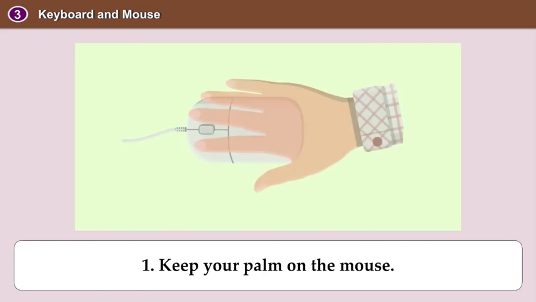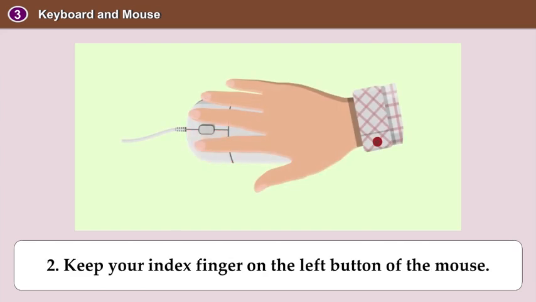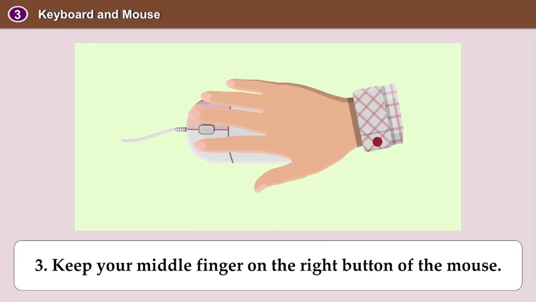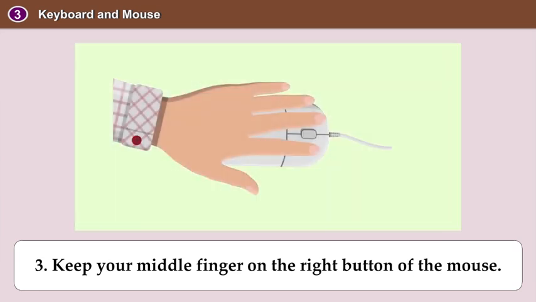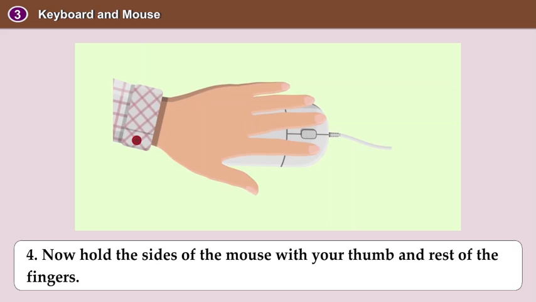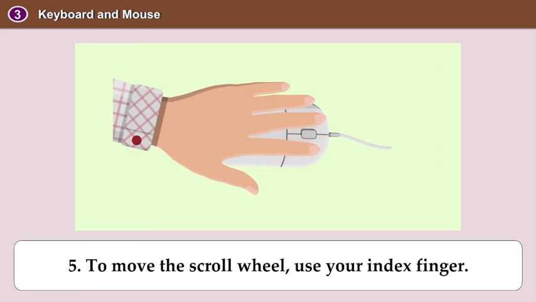Number 1. Keep your palm on the mouse. 2. Keep your index finger on the left button of the mouse. 3. Keep your middle finger on the right button of the mouse. 4. Now hold the sides of the mouse with your thumb and rest of the fingers. 5. To move the scroll wheel, use your index finger.